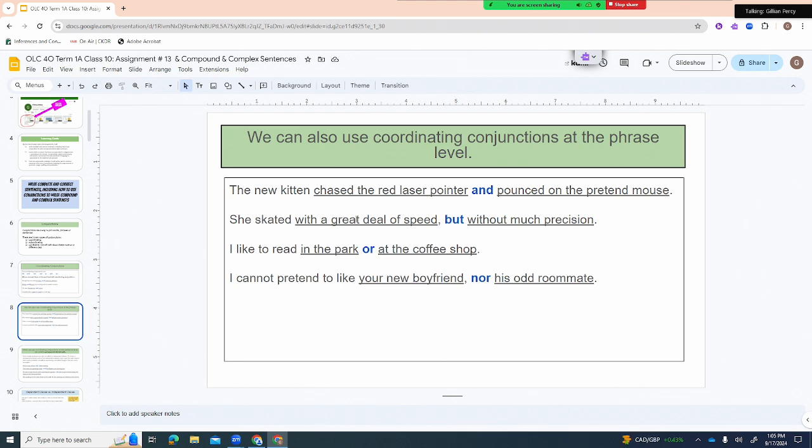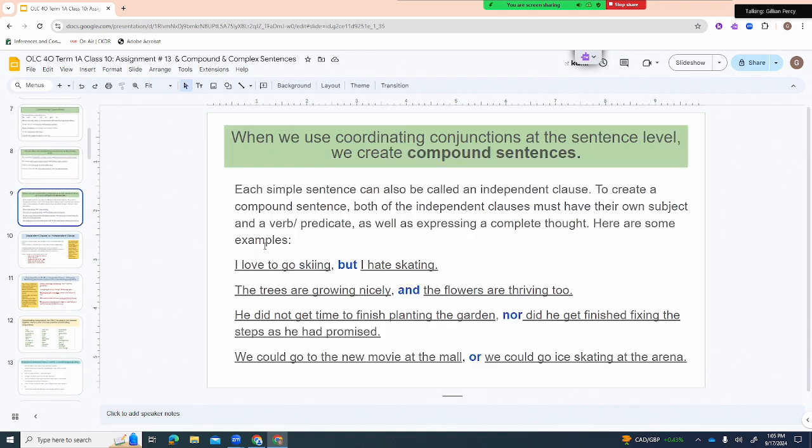She skated with a great deal of speed, but without much precision. Again, I'm still describing how she's skating. It's not a whole new idea. I like to read in the park or at the coffee shop. Both of these phrases are giving me choices about where I read. I cannot pretend to like your new boyfriend nor his odd roommate. Again, it's still all one sentence there, just giving you choices in the phrases.